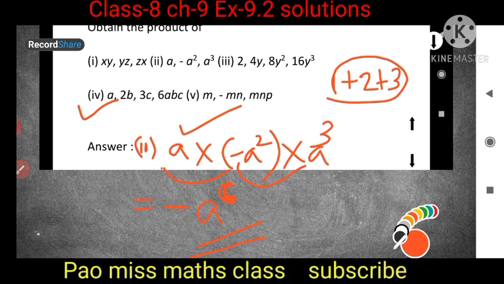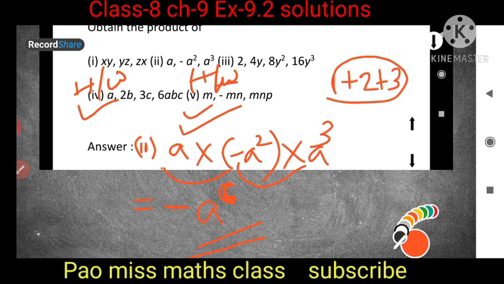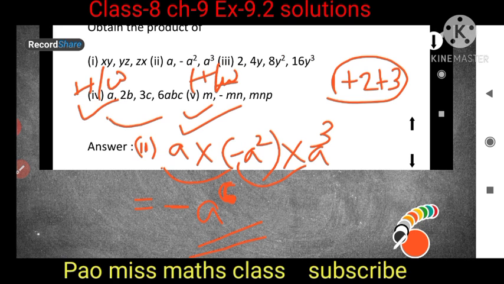Now these 2 questions I will keep again as homework. Okay, these 2 questions I will keep as homework. So you have to complete this homework, and if you face any problem, you can comment or ask me.